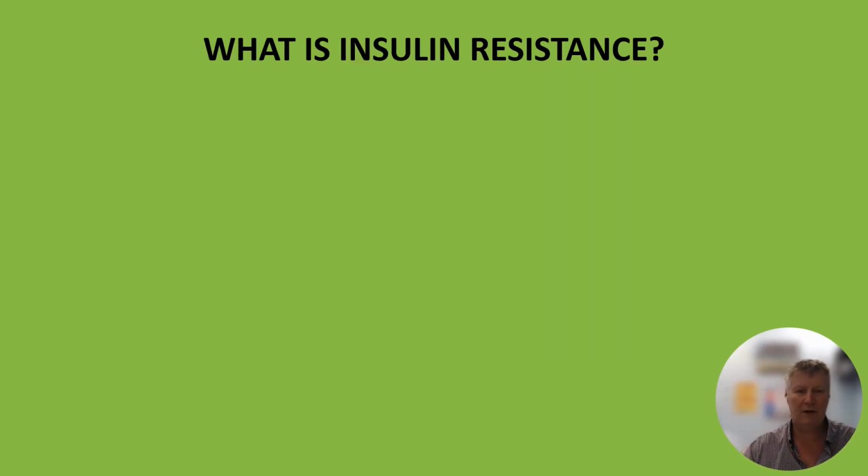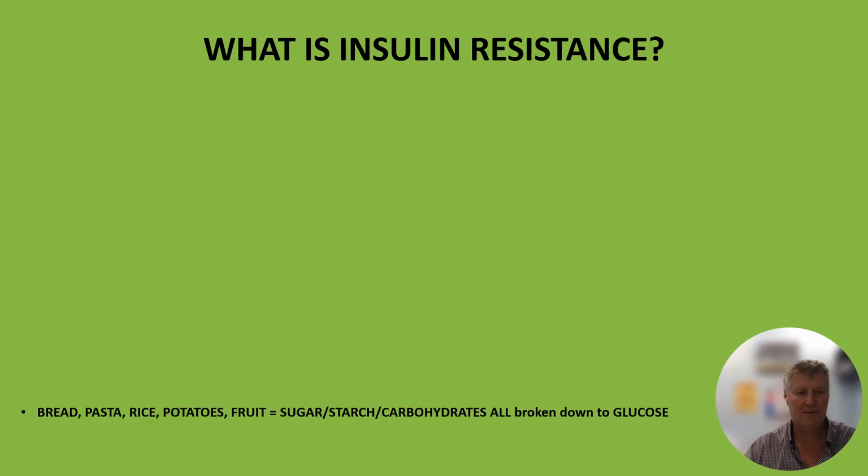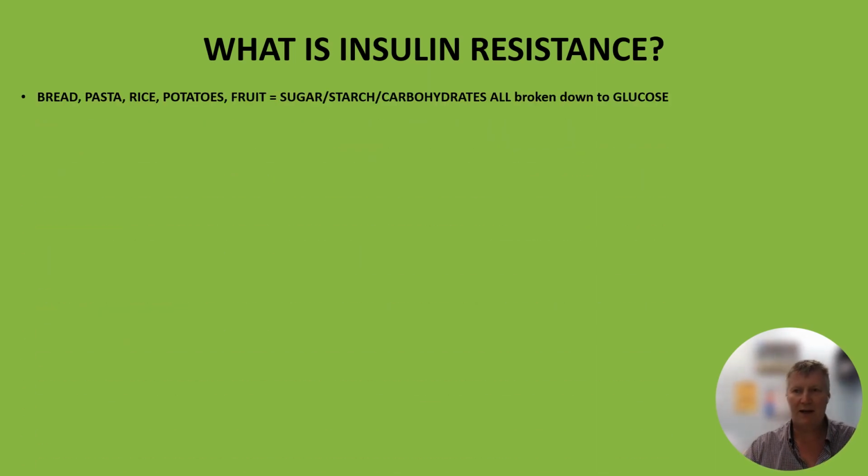So now we'll talk a little bit about insulin resistance. When we eat bread, pasta, rice, potatoes and fruit, these are all forms of starch, sugar, carbohydrates, and they are broken down by the body into glucose molecules. Glucose then stimulates insulin to be released from the pancreas, and this then puts glucose into glycogen in muscle and liver cells, or converts glucose to fat.